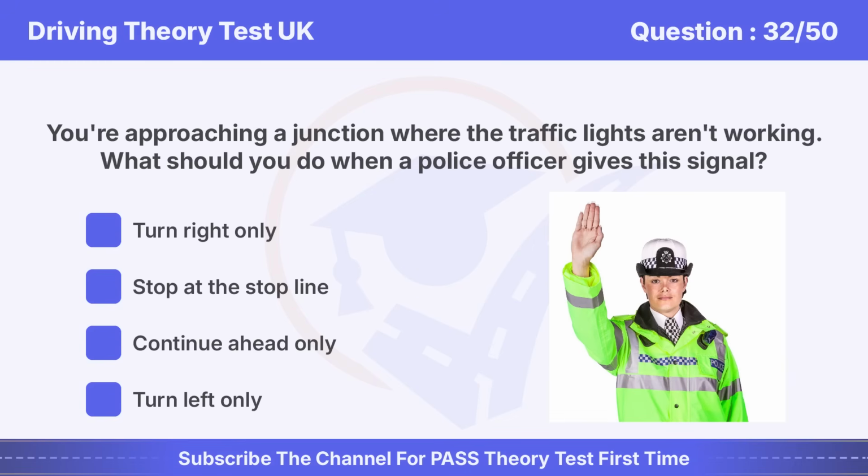Question 32. You're approaching a junction where the traffic lights aren't working. What should you do when a police officer gives this signal?